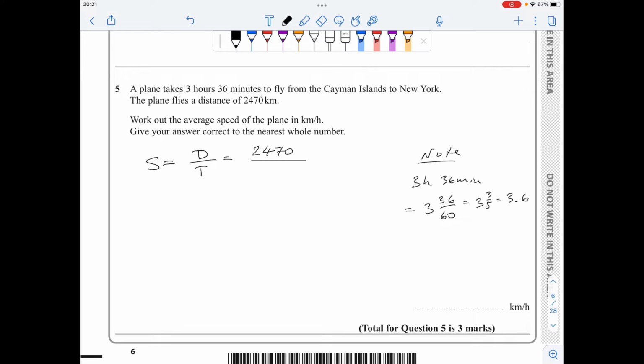So make sure you do not use 3.36, you use 3.6. The answer comes out to be 686 kilometers per hour.